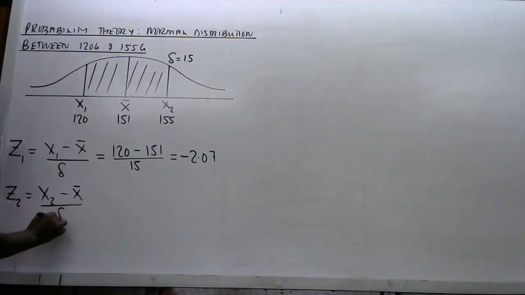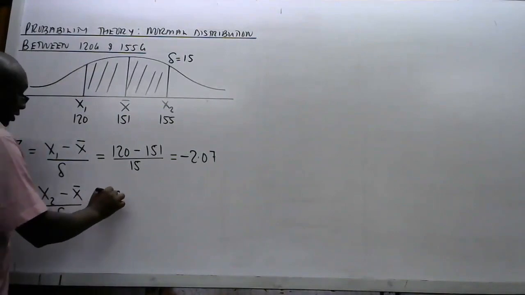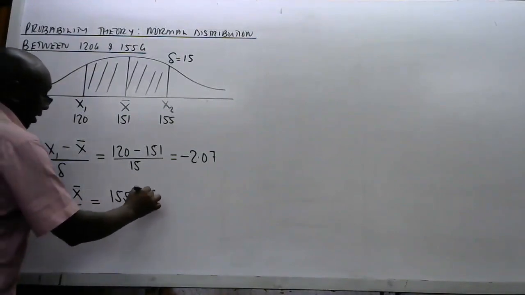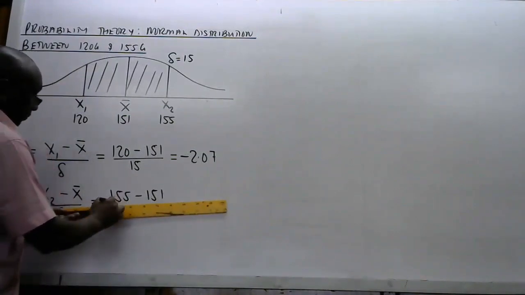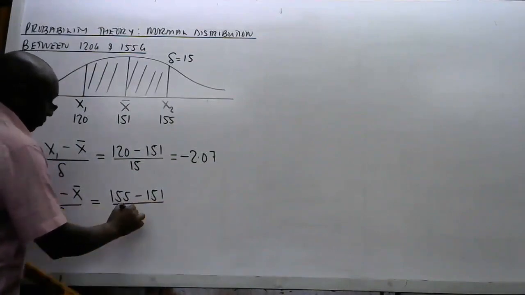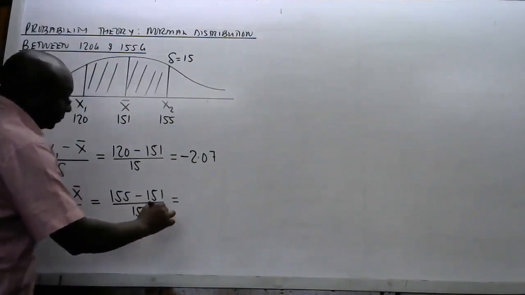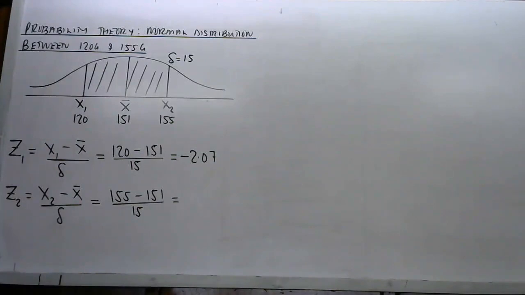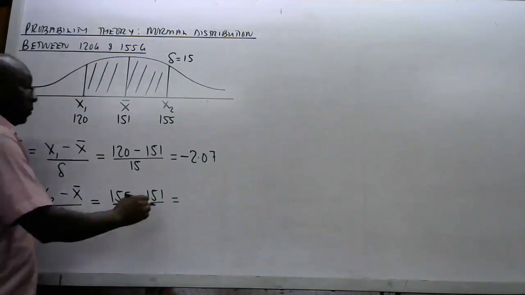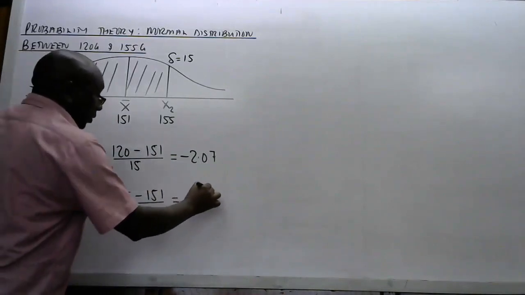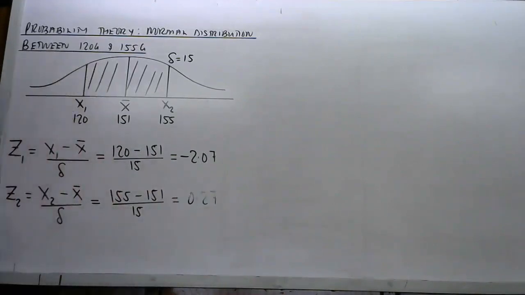Then we compute Z2 as x2 minus x bar, you divide by standard deviation. So this is 155 minus 151, divided by 15, which is 0.27.